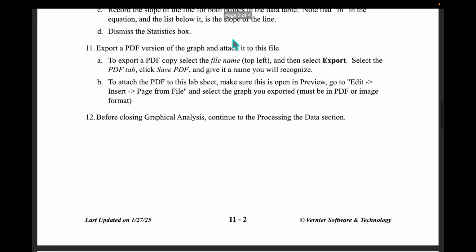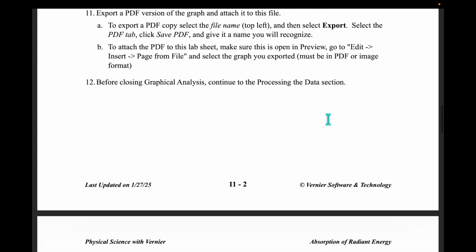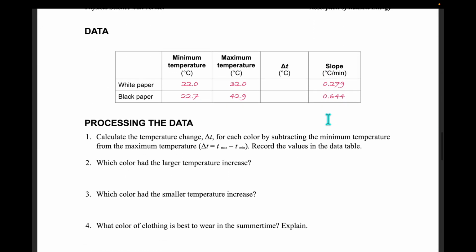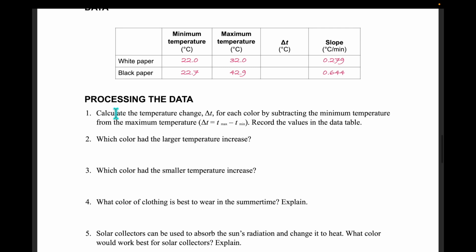Okay, so that gets us down to the point of really answering some questions. Questions, not super complicated. Calculate the temperature change. It's our delta T. Delta means change, and T is usually temperature. That little triangle is a delta. Delta T is a change in temperature for each color by subtracting the minimum temperature from the maximum temperature. So you take the minimum, subtract that from the maximum. So delta T is equal to T max minus T min. Then you record that value in your data table.